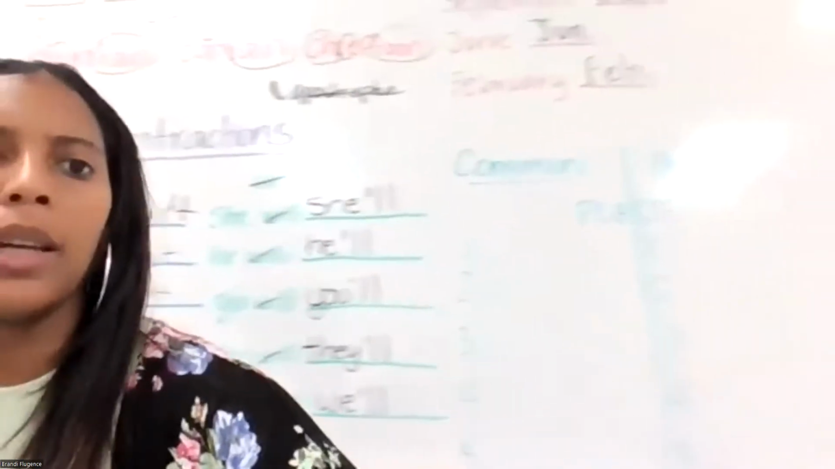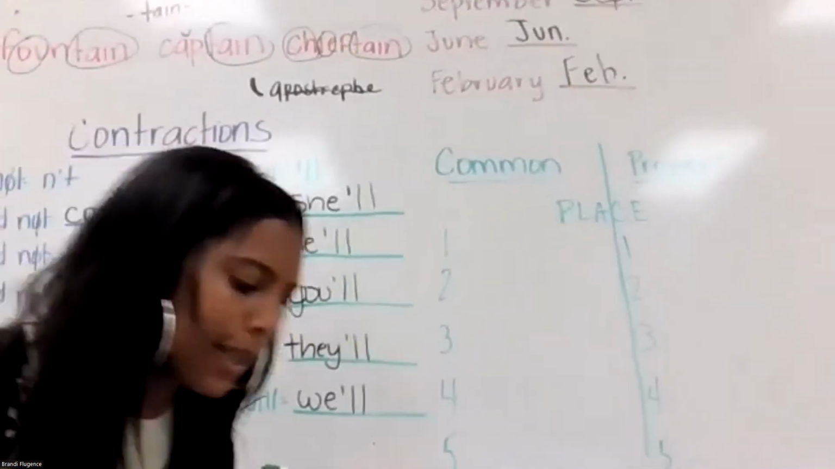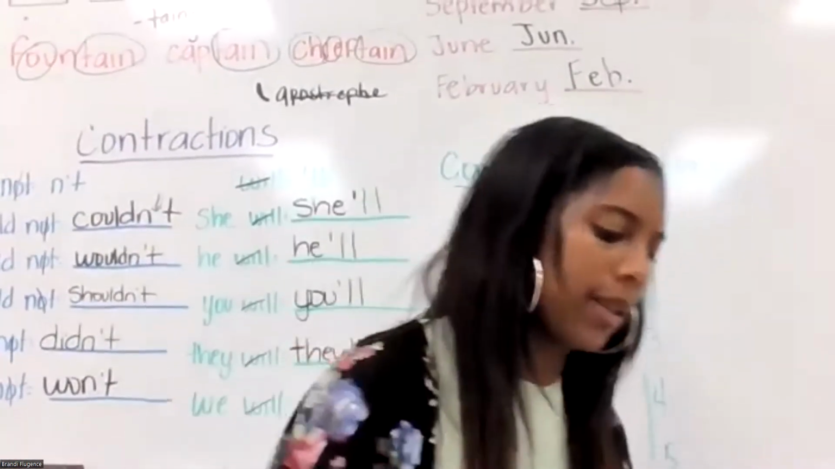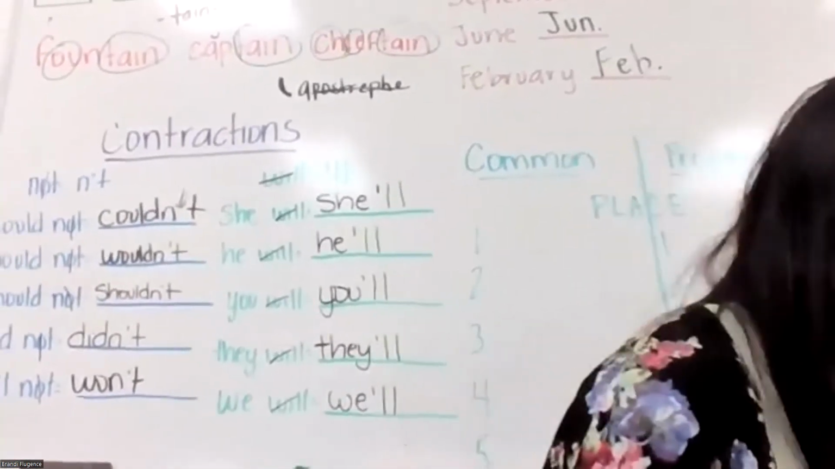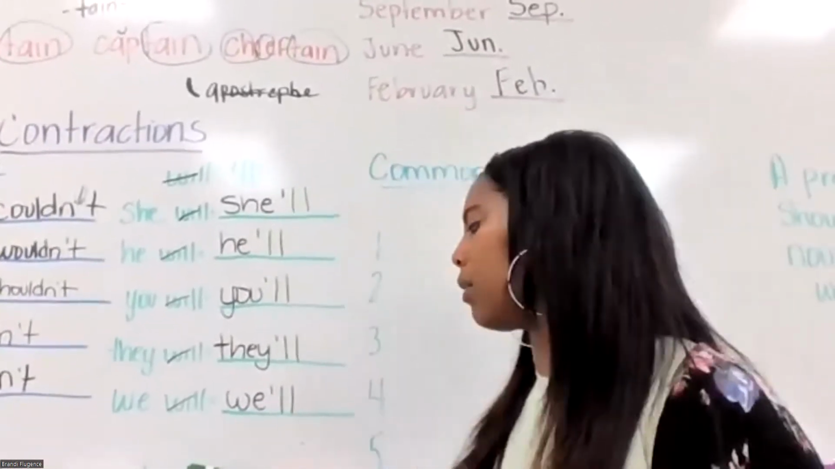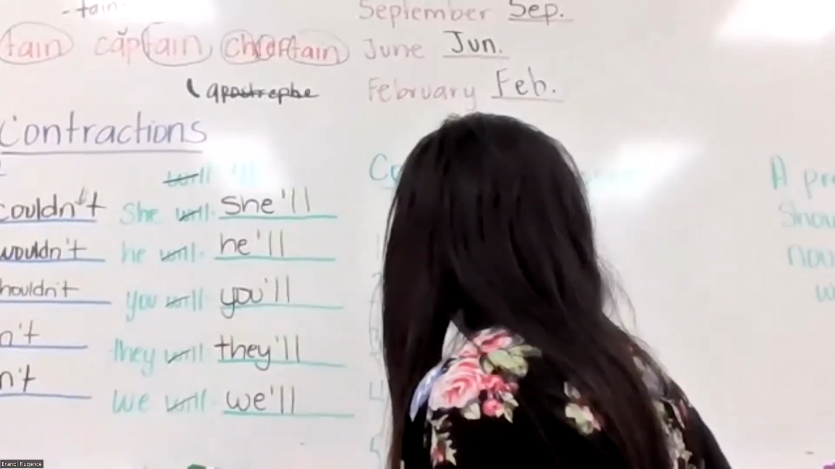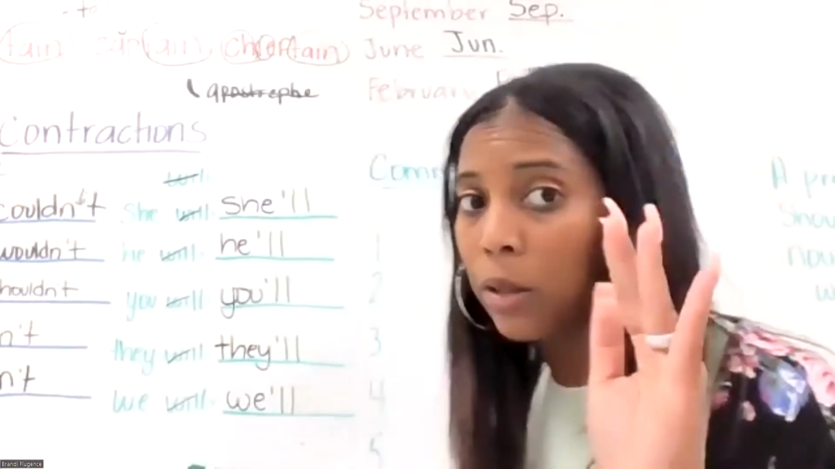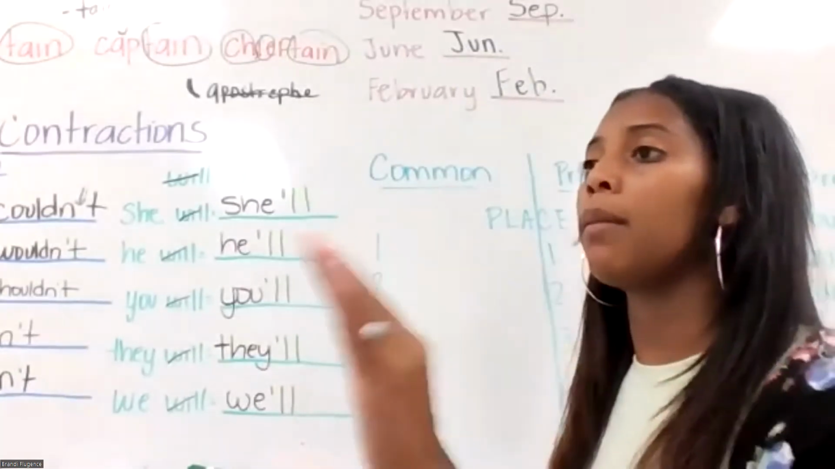All right. So let's go ahead and do the common and proper of places. So remember, common means that any place can have this name. It's several places that have this exact same name. So what are some common noun names of some places we can visit? Remember, it means any place can have this name. It's not the actual name. Any place can be named this.